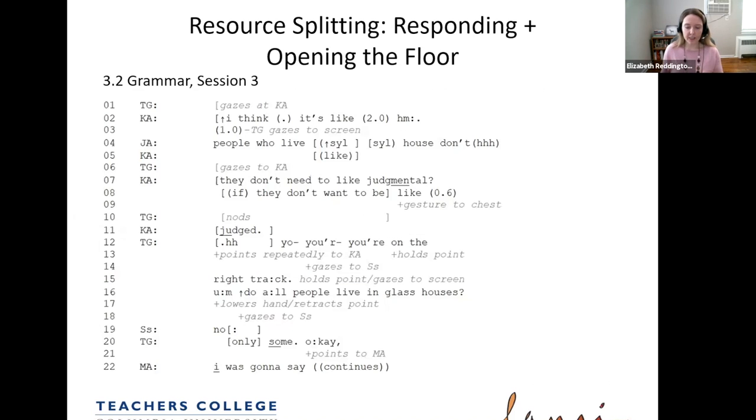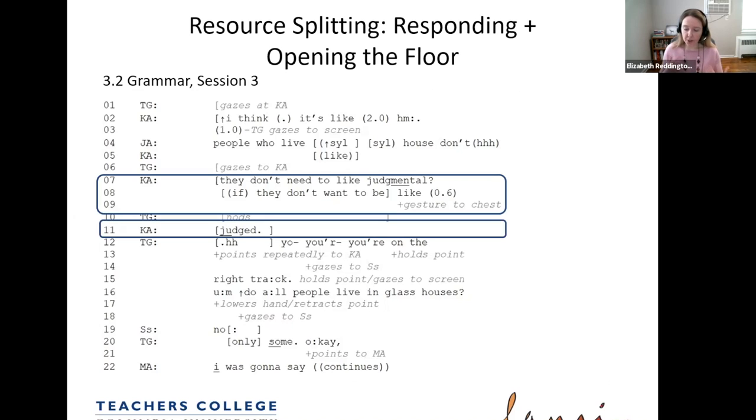All right, so we can see here that after some hesitation, Kara produces the response, "They don't need to like judgmental," in line 7. And she continues her explanation, producing another form of the word judged in line 11. Her response hints at a conditional relationship, something like don't judge others if you don't want to be judged yourself, but it doesn't precisely express the meaning of the proverb yet. Now the teacher has oriented to Kara's trouble in responding and moves to reclaim the floor.